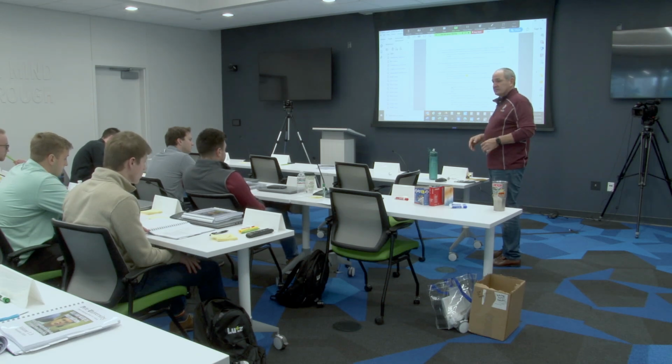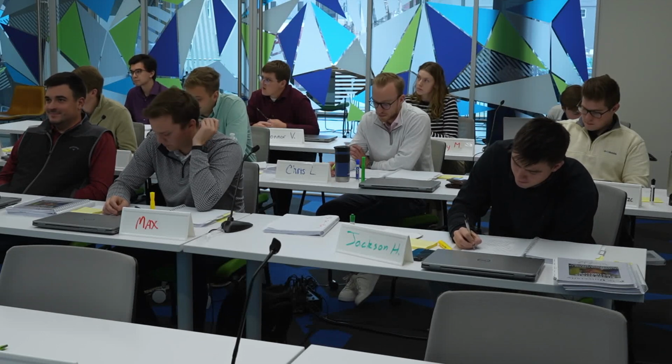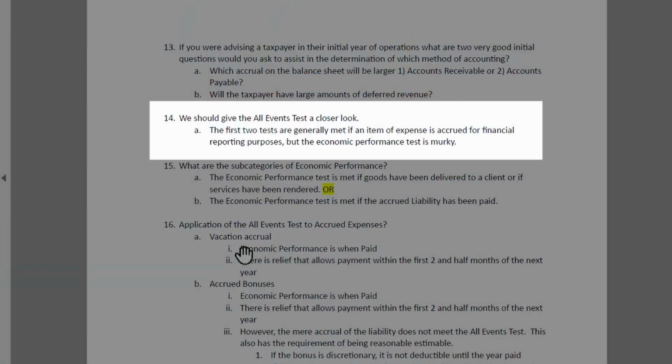Let's see, who was the last person? Me. Who do you want to call on? Matt. Okay. We should give the all events test a closer look. Oh, see, I probably did this ahead. You got an advantage here, Matt. The first two tests are generally met if an item of expense is accrued for financial reporting purposes, but the economic performance test is murky.